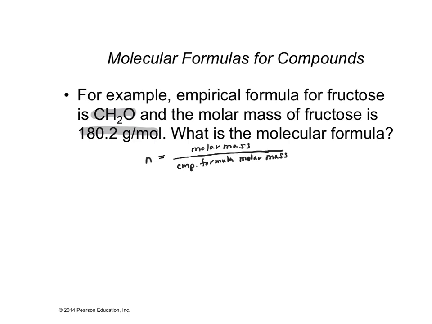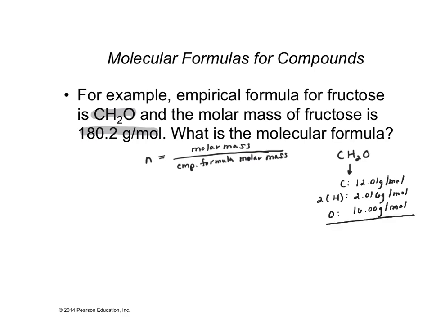So how would we get the empirical formula molar mass? The empirical formula for this compound is CH2O. How would we get the molar mass for this? Well, we would just add up the individual molar masses for all of the elements in the compound. For this, we've got 1 carbon, and carbon is 12 grams per mole. We've got 2 times hydrogen, which is 2 times 1.008, which gives us 2.016 grams per mole. And then we've got 1 times oxygen, which is 16. When we sum all of these up, we end up with a molar mass for our empirical formula of 30.026 grams per mole.